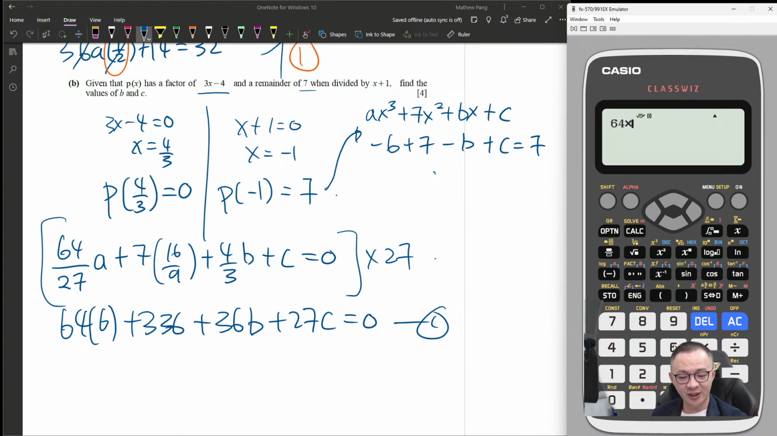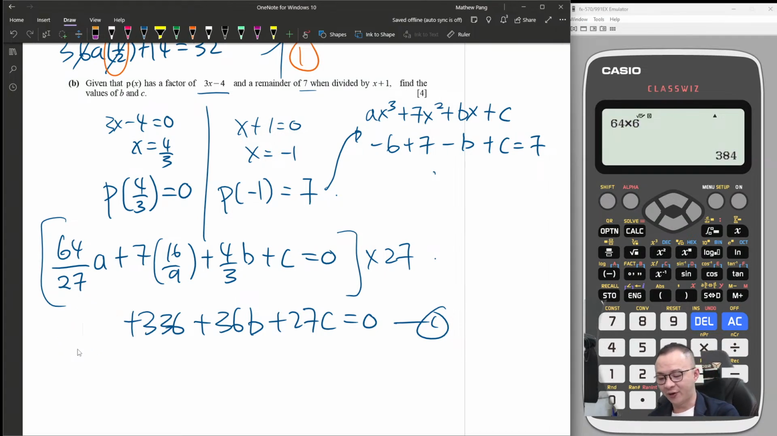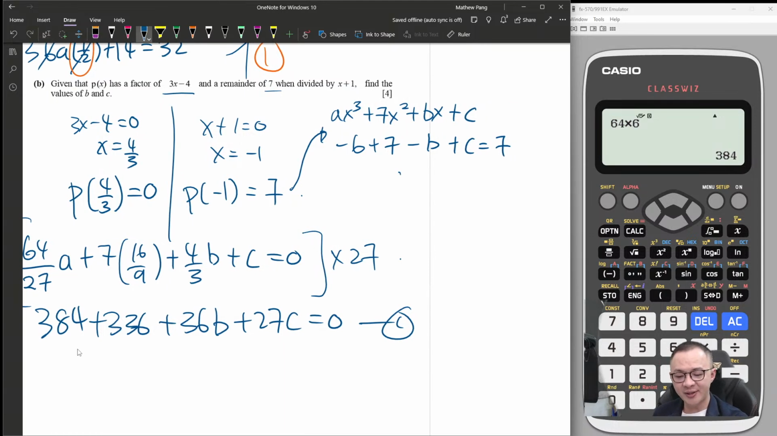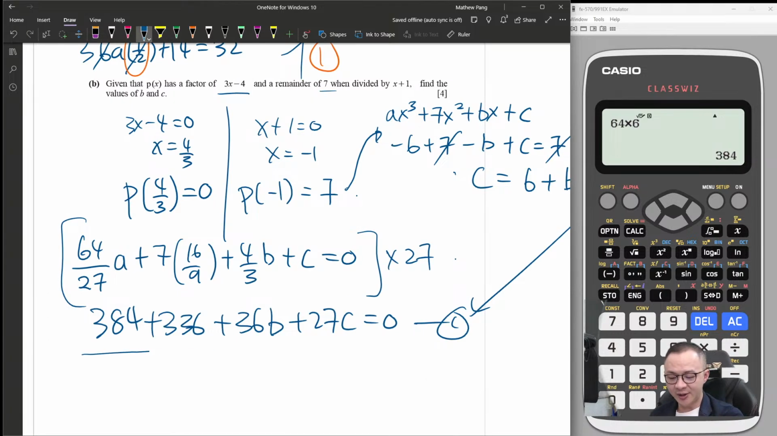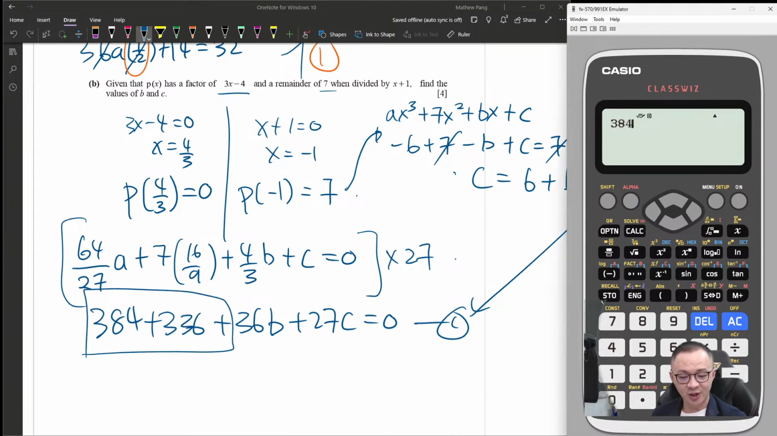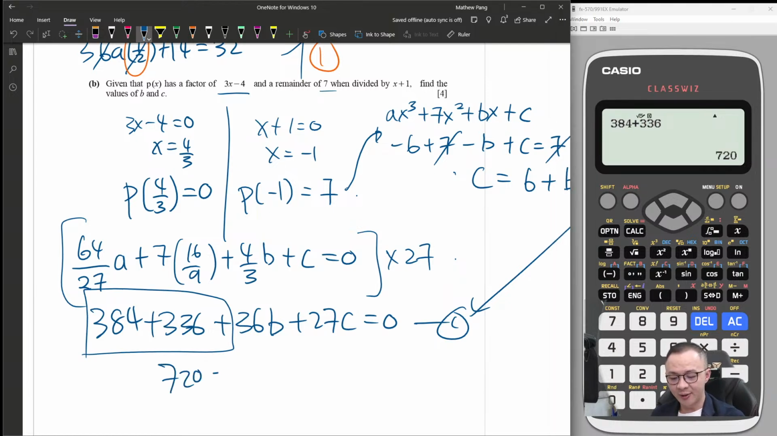Okay, 64 times 6, what do I get? 384. Here maybe I make c the subject. The 7 and 7 I simplify, so c is 6 plus b. This is my second equation. I sub the second equation back into the first one. 384 plus 336, 720, plus 36b plus 27c, where c is 6 plus b, equals 0.